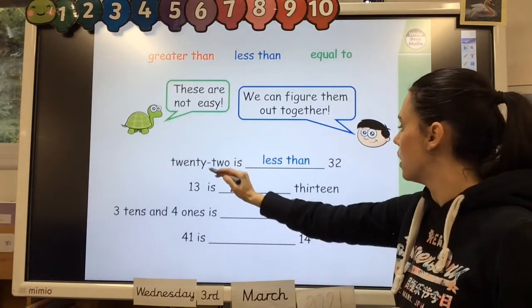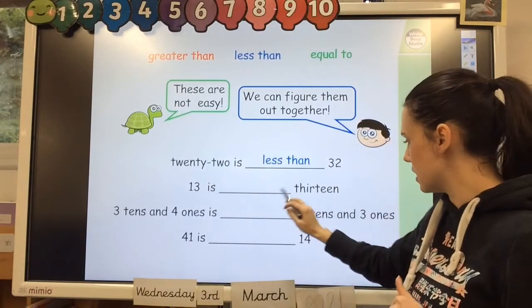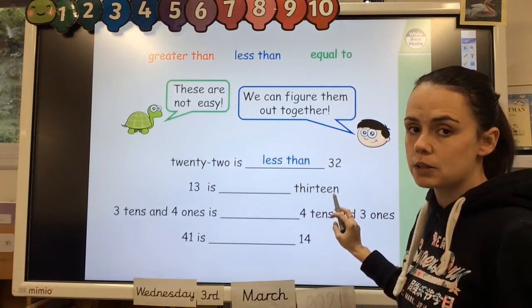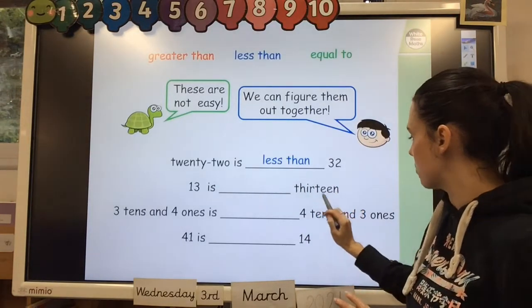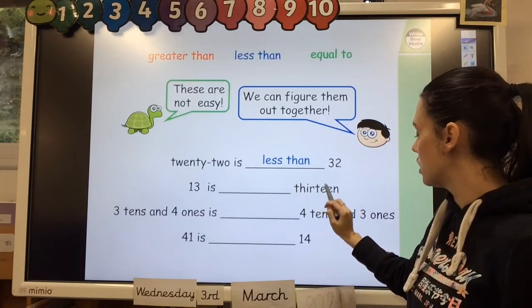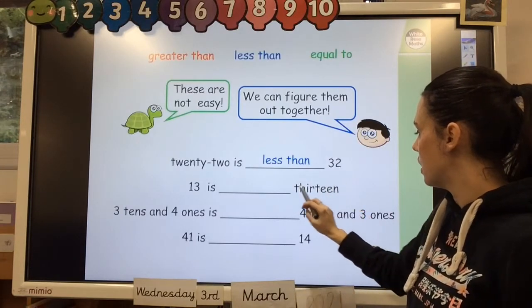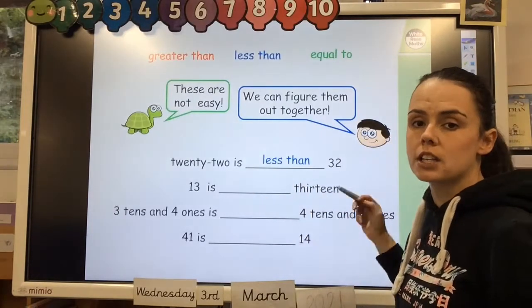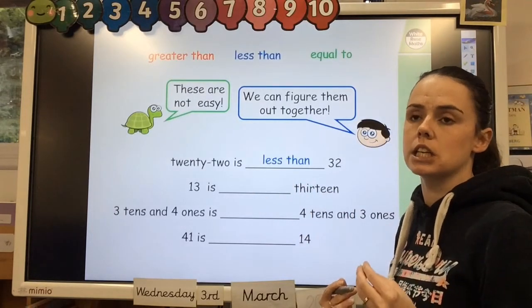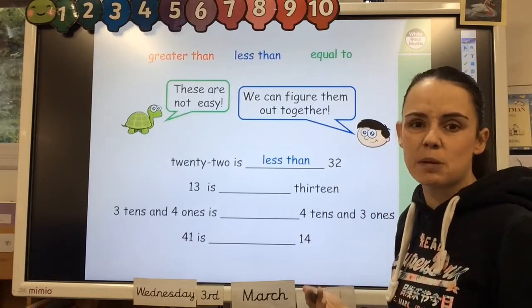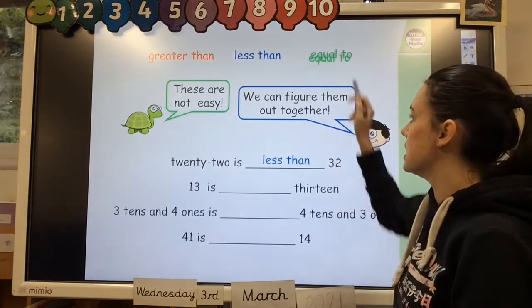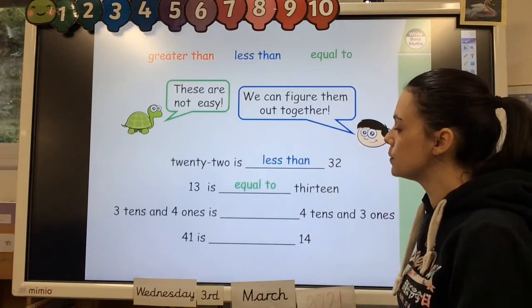Done. Now 13 is something to. What's this number here? Let's sound it out together. So first of all, look for my special friends. 13 is something to 13. What is 13? It's the same as 13, isn't it? Because on your number square, it's the same number. So 13 is equals to 13.